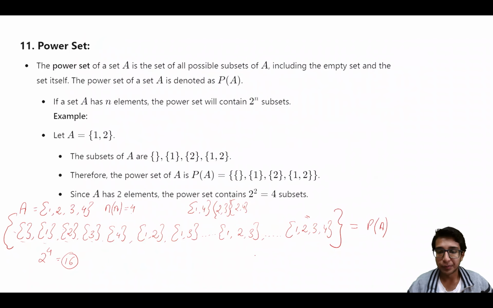Now talking about power set again, the set of all the subsets is known as my power set. So what would be my number of elements in a power set? It would be 2 to the power m simply, where m is considered to be the number of elements in A. So keep this thing in mind.